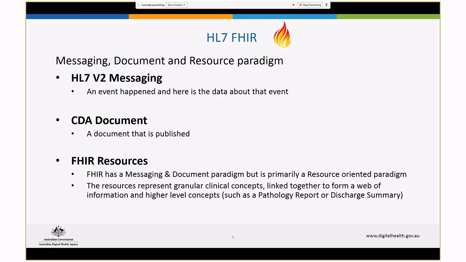And what that means is we have a set of resources that represent granular clinical concepts like patient or practitioner, or diagnostic report or observation. And those independent resources are linked together with keys to form a higher level concept, like a pathology report. So a pathology report in FHIR is a web of many resources. It probably has a patient resource, a diagnostic report resource, observation resources, practitioner resources, all coming together to form the pathology report.